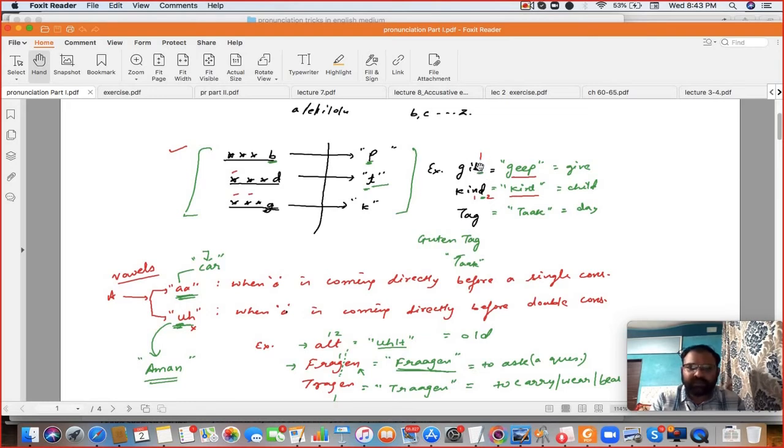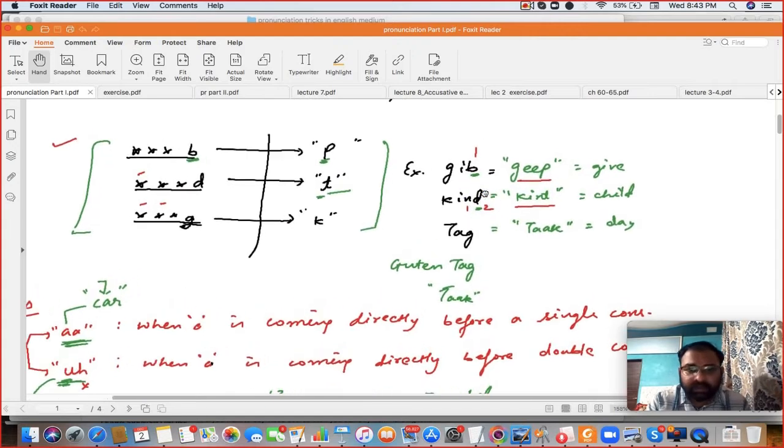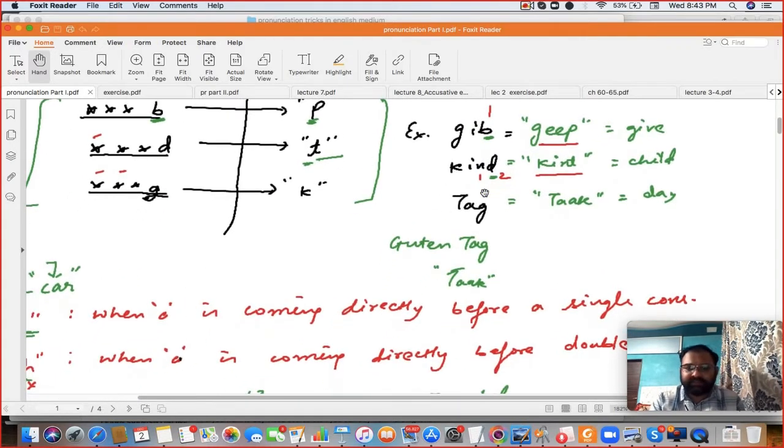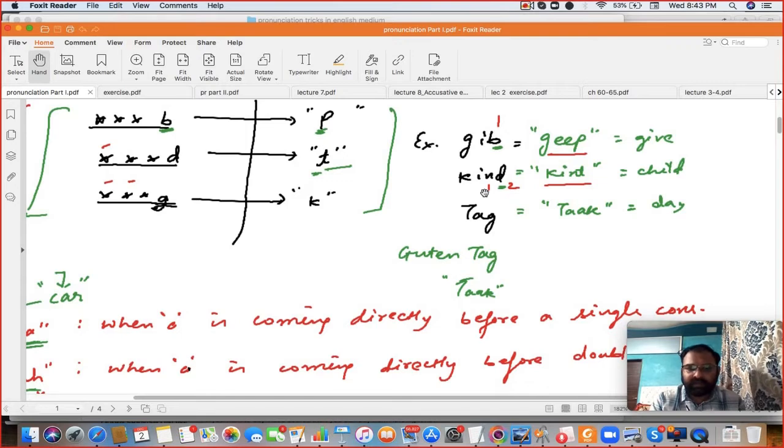Example, see this GIB, it is ending in B. So I will not say gib with a B sound, I will say it with the pa sound. Speak. Gib. Correct. Next, second, kint. Next, tak. Gib, kint and tak. Clear?